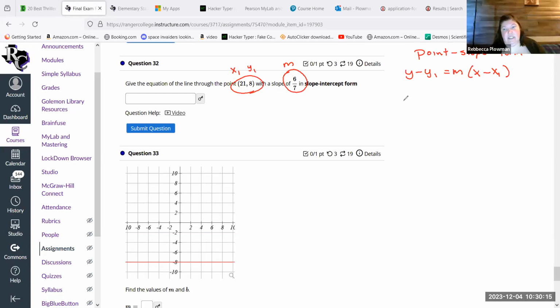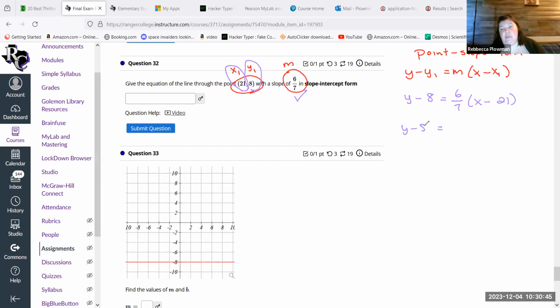So what we did here is we say that y1 is going to be that 8. So we keep this y. Why change the purple here? Oh, so I can show this. So we're going to change that one here. So we have y minus 8. My slope, we said, was going to be 6 over 7. And then we keep the x. And that's the x1 that's going to be this other point, 21.